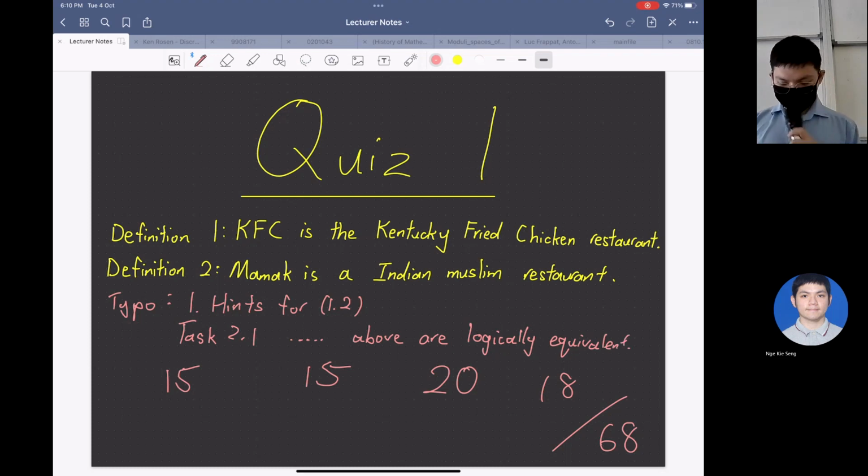Okay, there are two typos. The second question, task 2.1, is just English: show that they are logically equivalent, not equivalents. Logically equivalent for the second question.